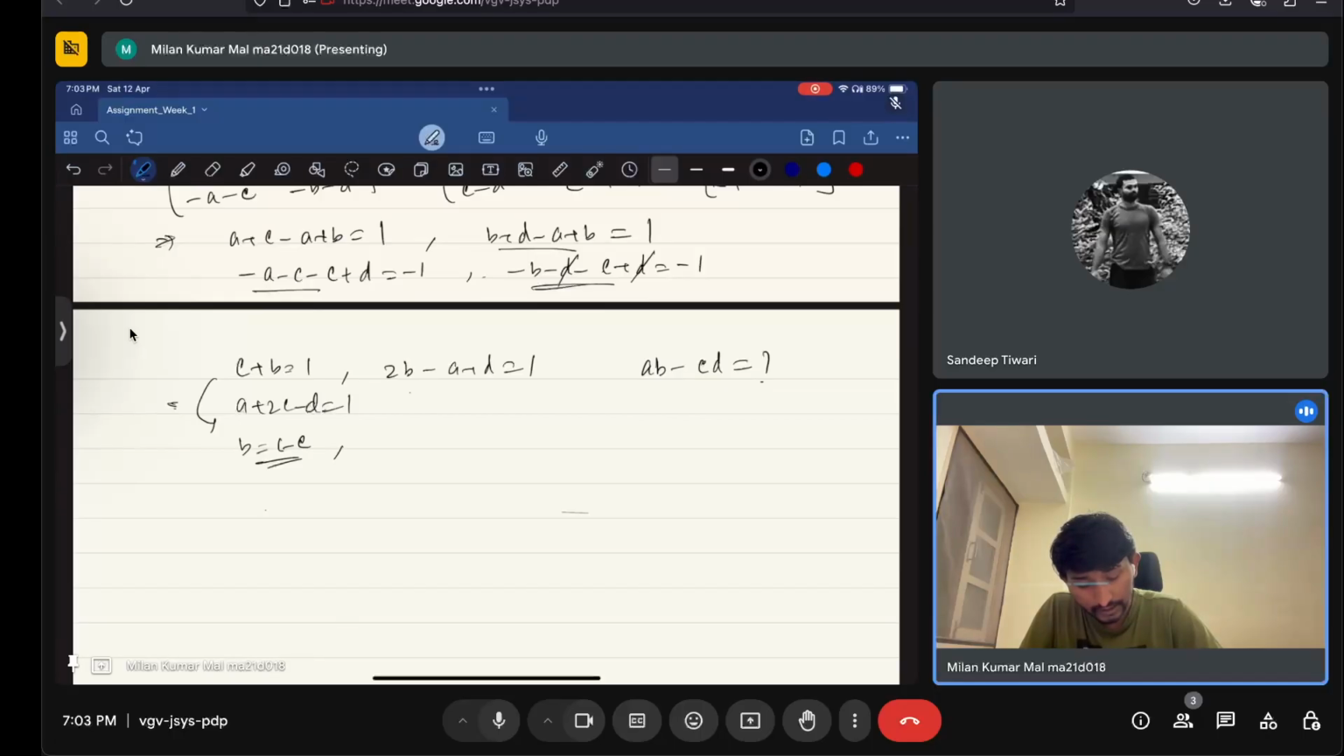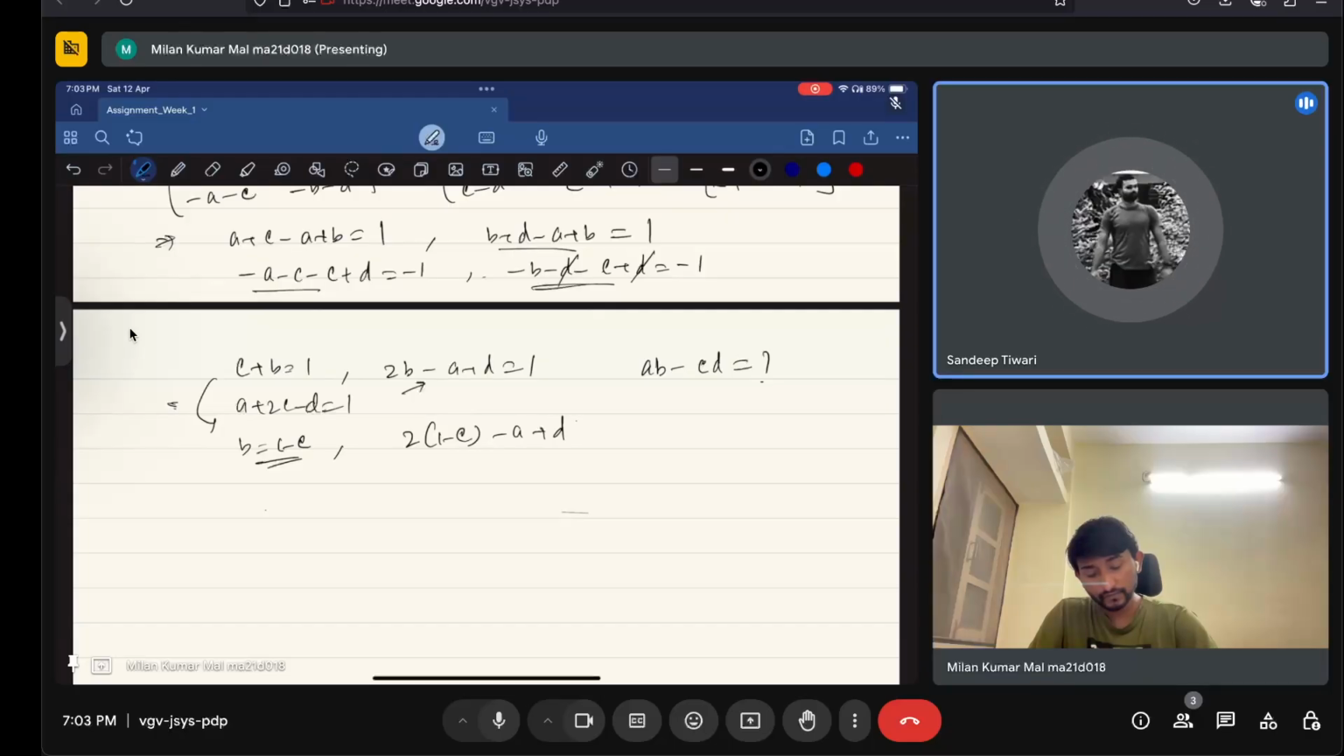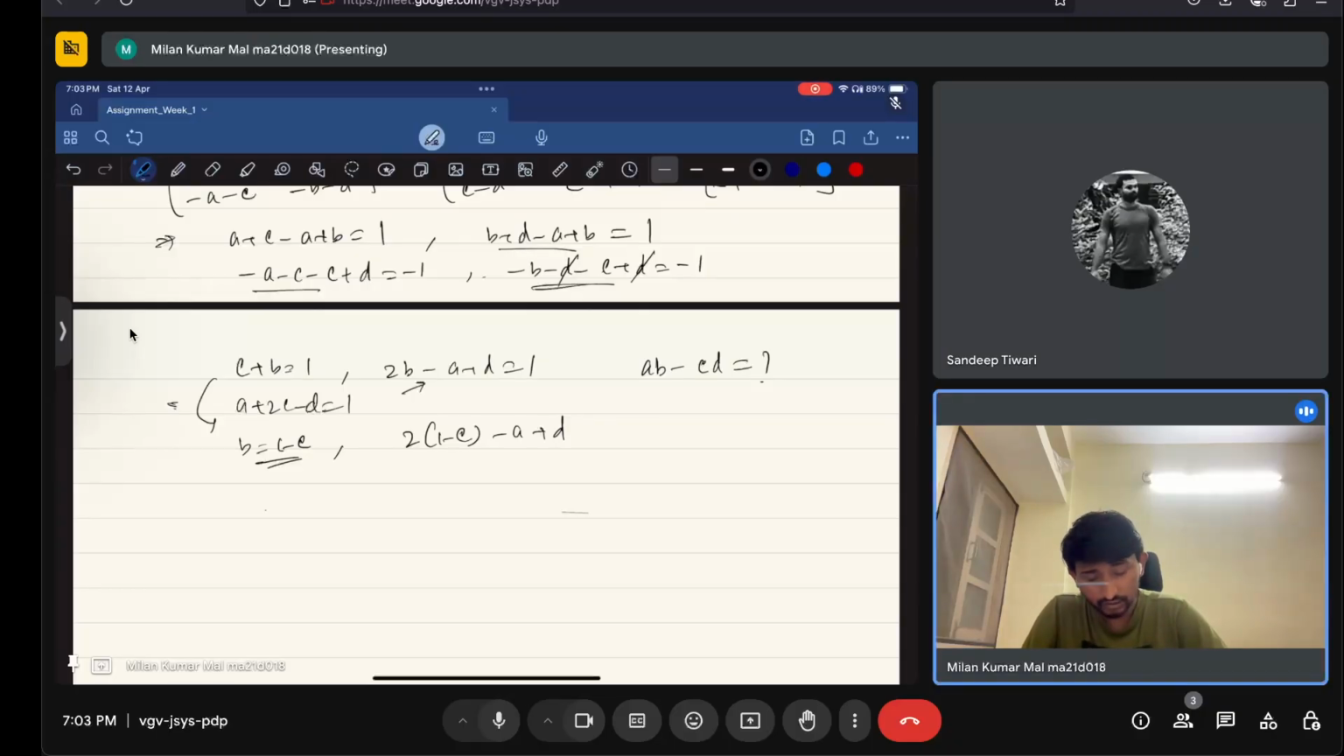So if we replace here, what will I get? 2 times 1 minus C, minus A plus D. That will not help much, right? Put A as 1 plus D minus 2C. That is the same thing I'm just doing. It will work. 2 minus 2C minus A plus D equals 1. But what we know from here, 2C equals 1 plus D minus A, right?